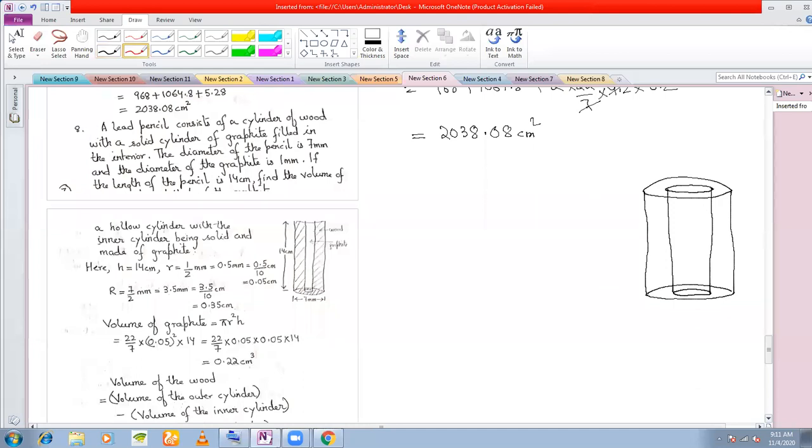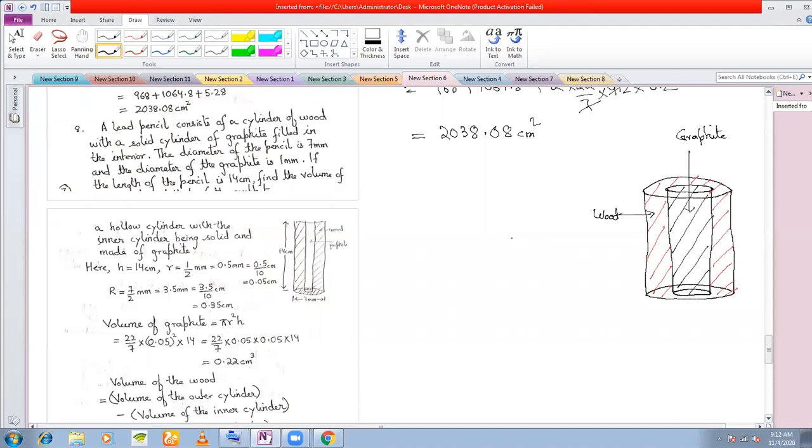So this, let me shade in black. This is your graphite part, the nib from which you write. And this part is your wood. So in fact this looks like a hollow cylinder, but actually it is not a hollow cylinder, because the graphite part is not hollow. This is your wood.